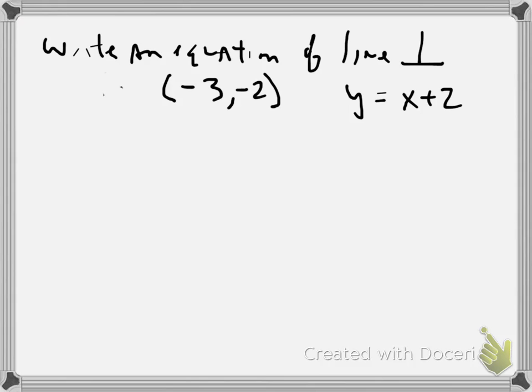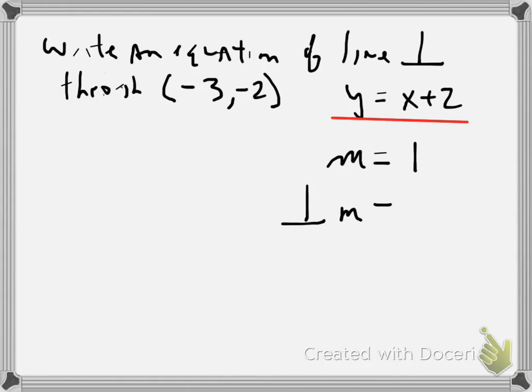So, it should be through. Okay. So, I have to be perpendicular to this line. What's the current slope of this line? Well, x, so what's the coefficient? It's a 1. Rise 1, run 1, right? What would be the perpendicular slope to a 1?